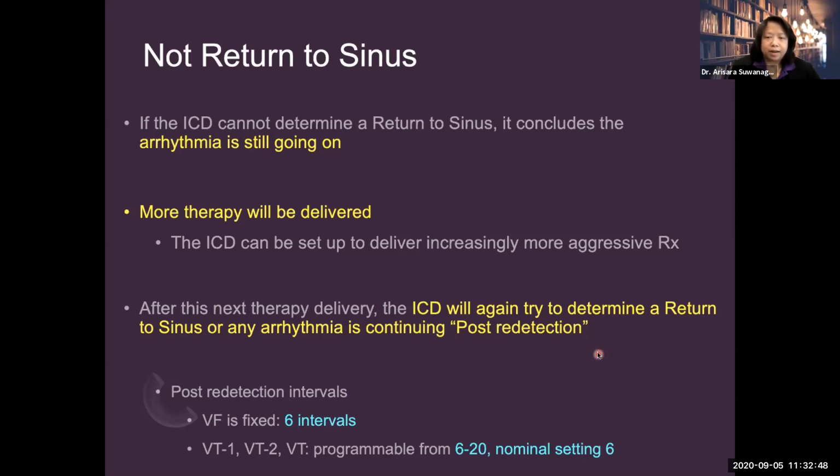But the second time that it redetects, it will be an earlier detection. From the first time, which was a fixed 12 intervals of consecutive beats, the redetection will be shorter than that. It can be programmed from 12 down to 6, or in VTs, it can be programmable from 6 to 20. And the nominal setting is 6 for the redetection zone.